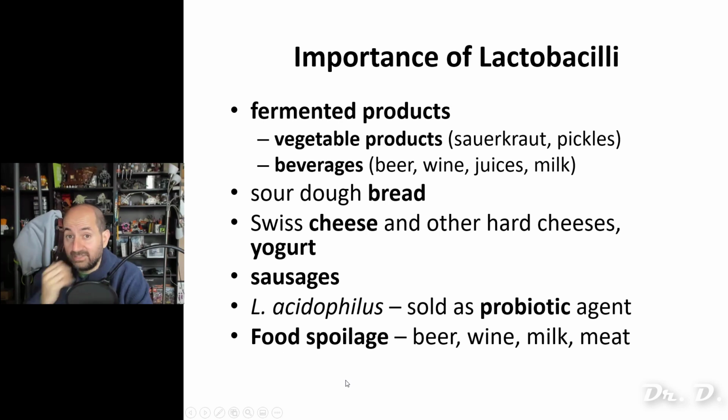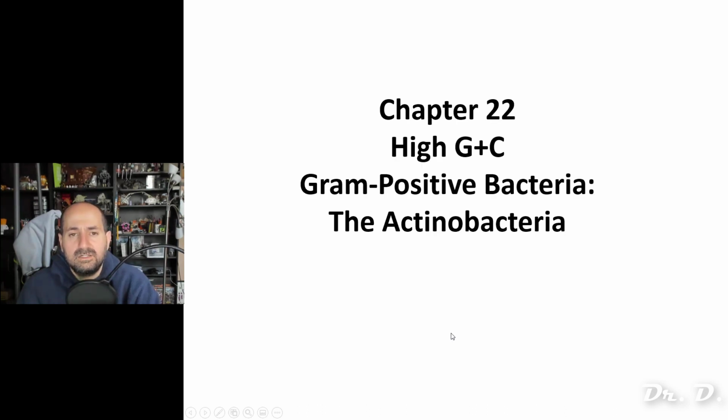Okay, so like I said, the lactobacillus are very, very useful in producing fermented products for us: vegetable products, sauerkraut, pickles, beverages including beer, wine, juices, milk, sourdough bread, cheeses, yogurts, sausages, probiotic agents, in beer, wine, milk, meat. Okay, so you find them all over the place, and they can also cause food spoilage.